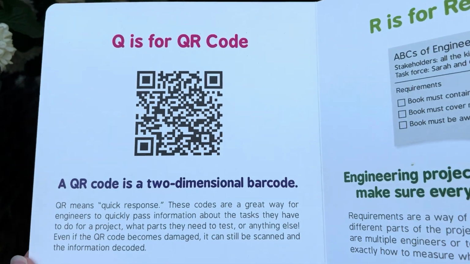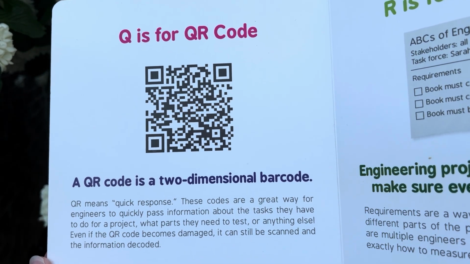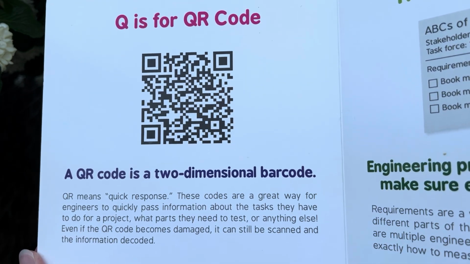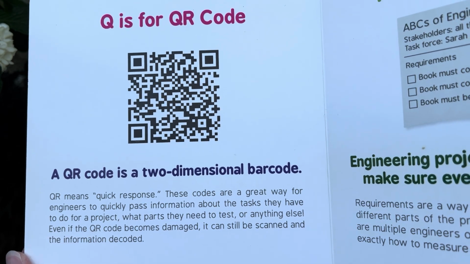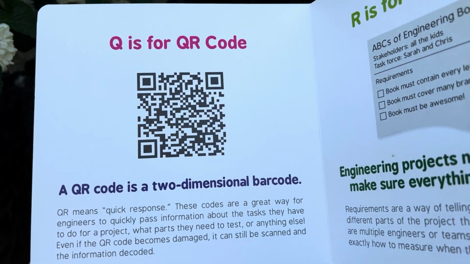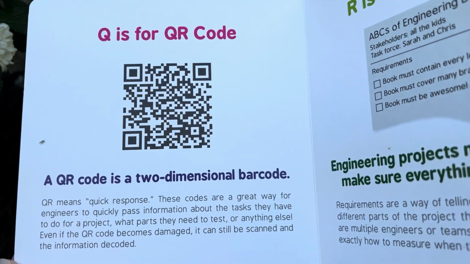Q is for QR code. A QR code is a two-dimensional barcode. QR means quick response. These codes are a great way for engineers to quickly pass information about the tasks they have to do for a project, what parts they need to test, or anything else. Even if the QR code becomes damaged, it can still be scanned and the information decoded.